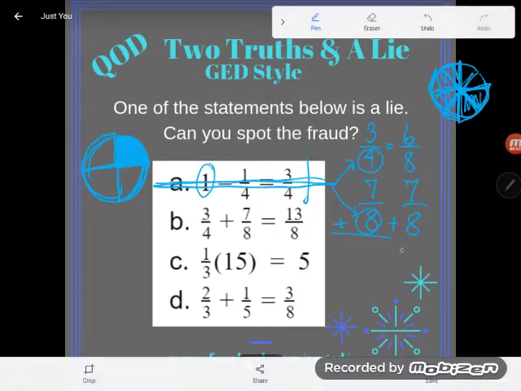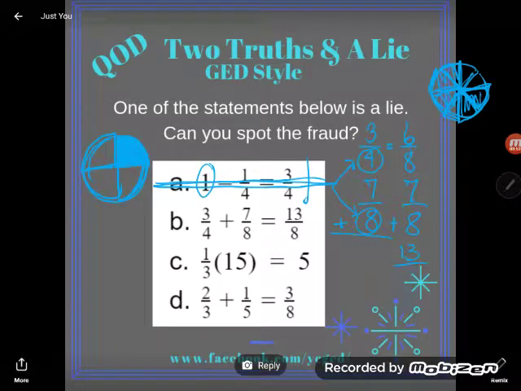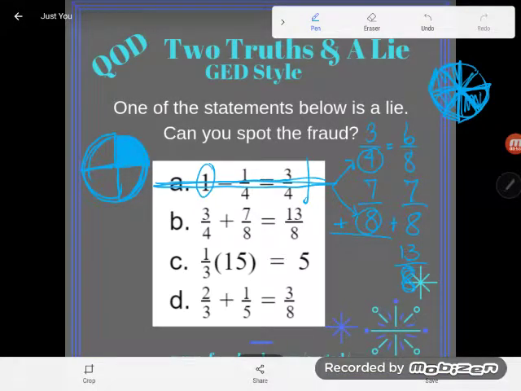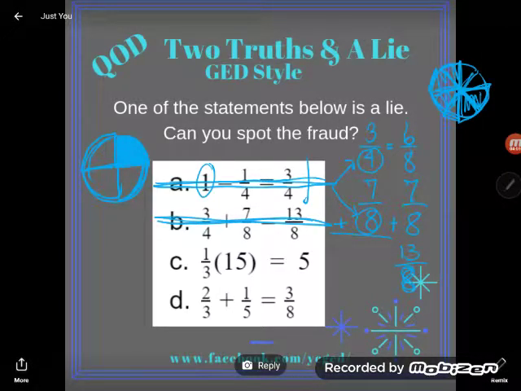6/8 and 7/8 would give me 13 things of size 8th, 13/8. And now I can see that it doesn't matter that 3 plus 7 are not 10. You have to get the denominator the same before you can add fractions. So this was a correct answer. It is not the lie.